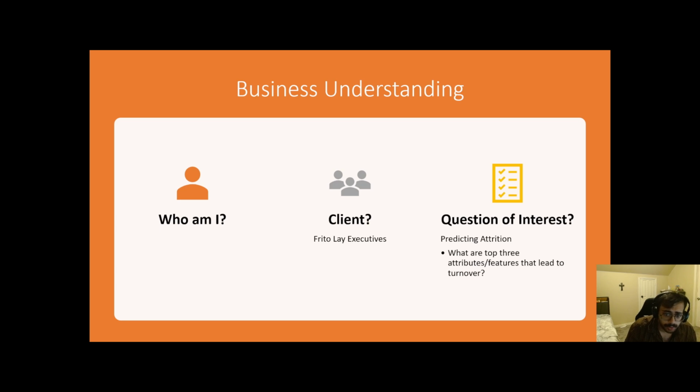So we'll be looking at the data set given to us by Frito-Lay to identify the top three factors that might lead to attrition, as well as creating, training, and testing a model on the features in the data set such that at any given point with any set of random features of an employee, the model should be able to accurately identify attrition.